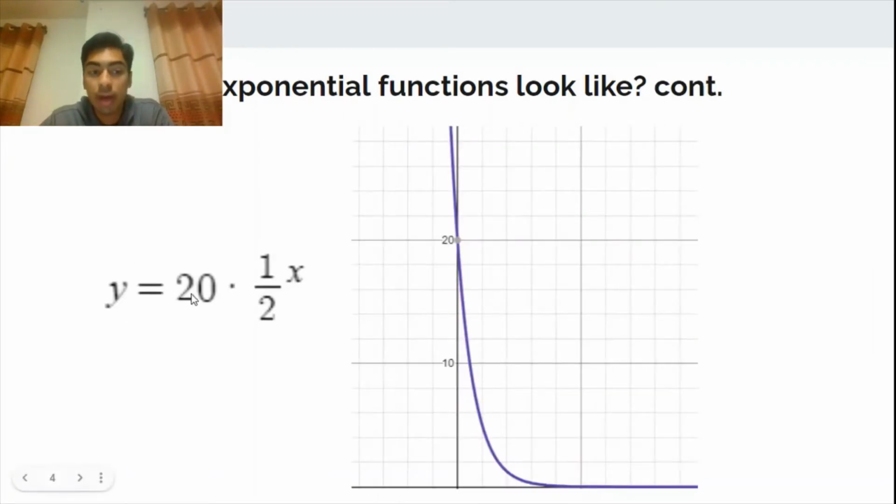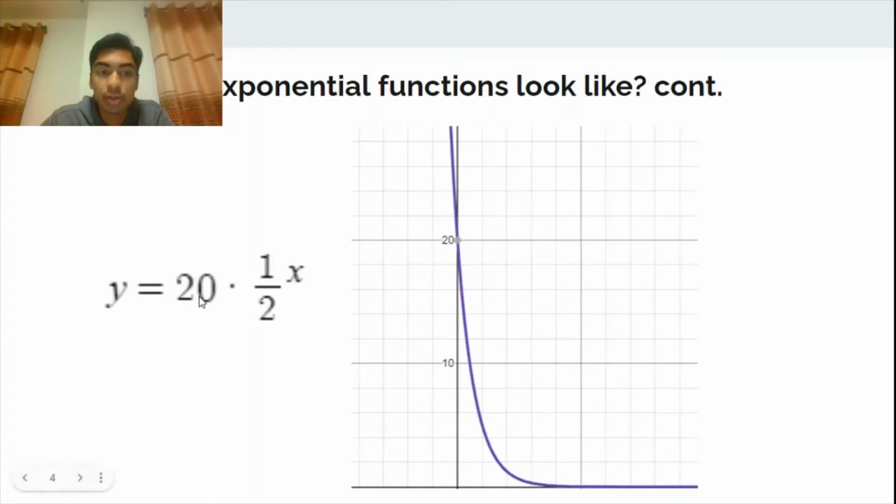So for this next example, we have y is equal to 20 times 1/2 to the x. So 20 is our a value or our initial value, and then 1/2 is our b value or our base value. And so since this b value is less than 1, we know that this is an exponential decay function. And this is represented graphically through this downward curve as shown here. And so what this function essentially means is that we're going to be starting off with an initial value of 20, and then each time we increase x by 1, we're going to be halving it.